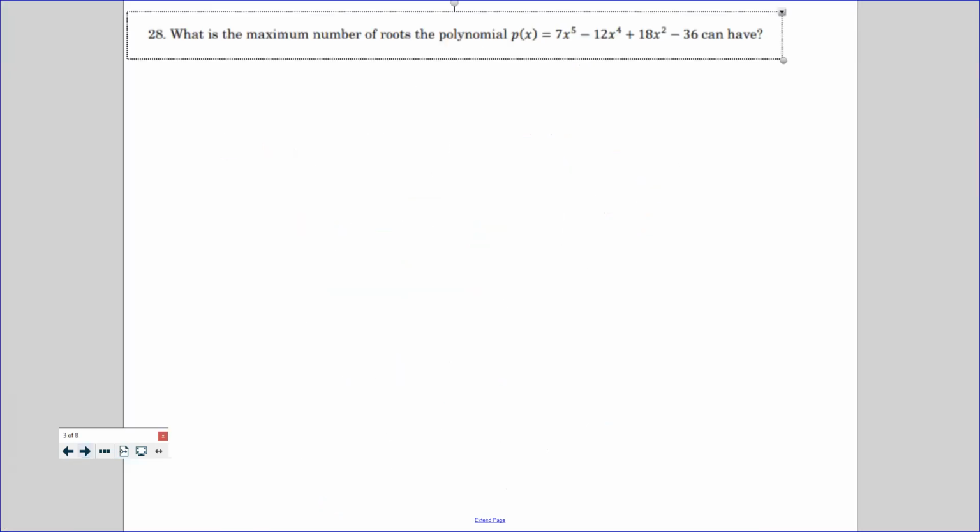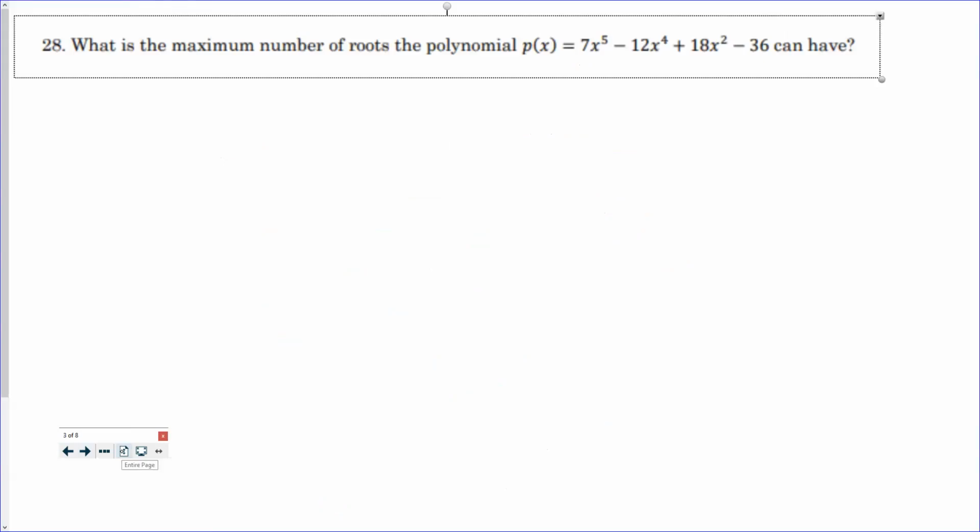28. What is the maximum number of roots the polynomial can have? So remember, the total number of roots cannot be greater than the degree of the whole polynomial. So when I say maximum number of roots, that means how many distinct roots can you have? In this case, the most you can have is 5. You cannot have more than 5, because if you did, you'd have more zeros than you have degrees, and that doesn't make sense. The degree has to equal the number of zeros that you have. So that's why here the maximum number of roots is going to be 5.